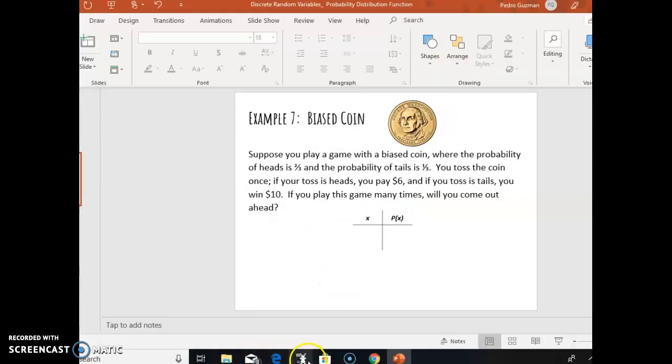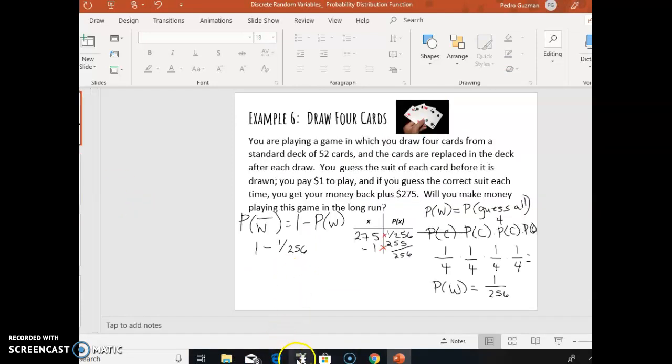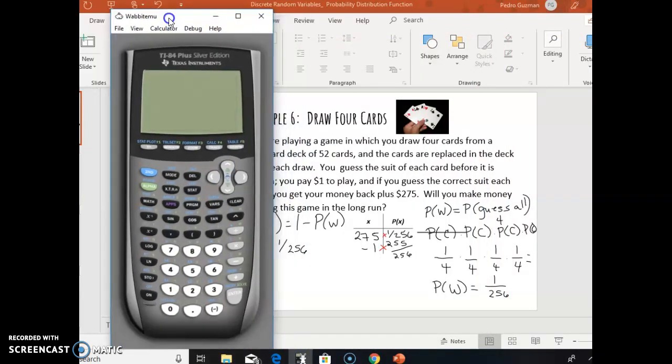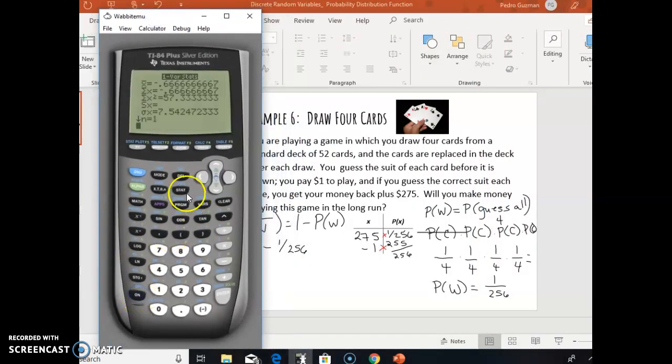Let me pull up the calculator, go back to that screen. There we go. Let me move this over so you can see it. If you go to stat, enter. You can win $2.75 or lose $1. Here I typed in 1 divided by 256 and it converted it to a decimal for me. This would be 255 over 256. There you go.